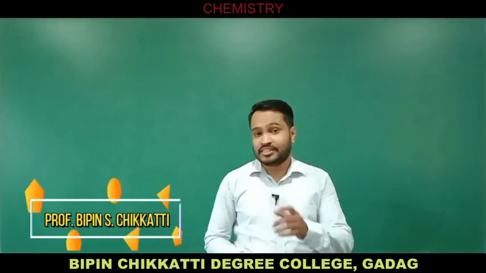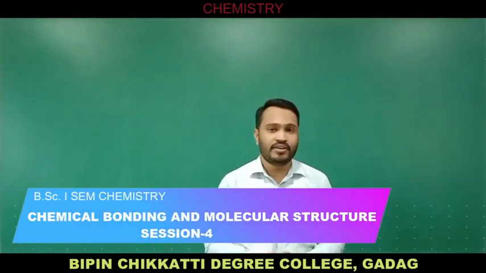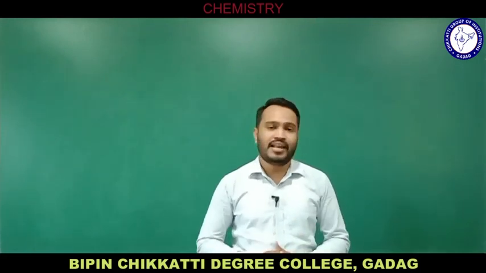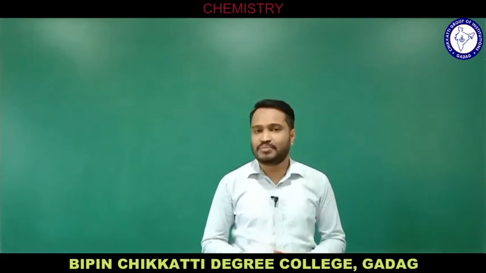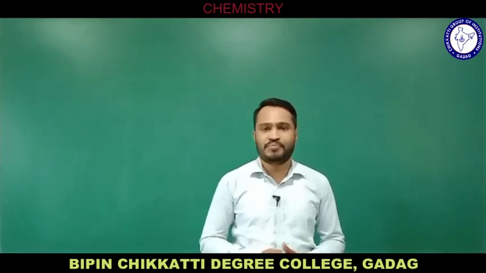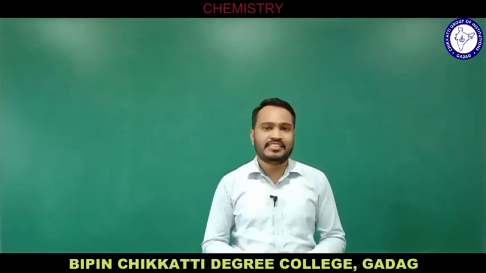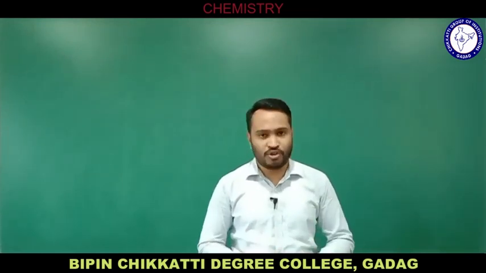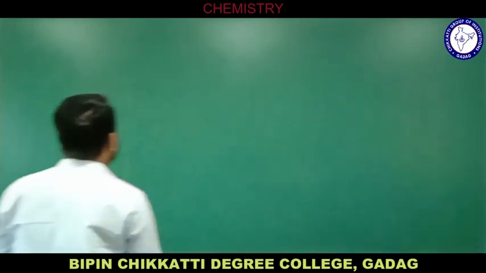You are watching session number 4 of the chapter Chemical Bonding and Molecular Structure. In the previous session, I started with the concept of covalent bonds and I discussed valence bond theory and VSEPR theory, and I solved some examples to predict the shape of given compounds. Similarly, in this session, we will see some examples of how to predict the shape of given molecules as well as the hybridization concept. 5 examples I discussed in the previous session.